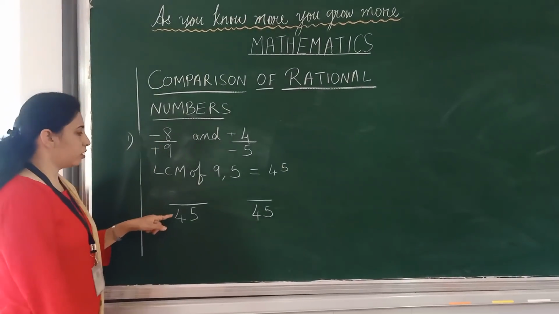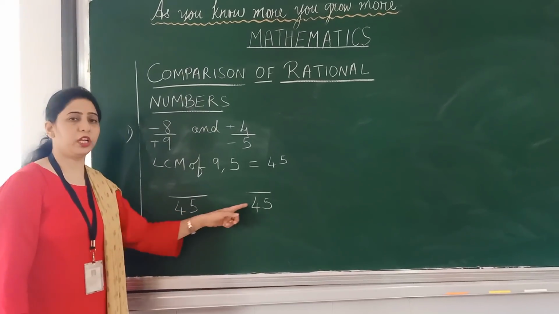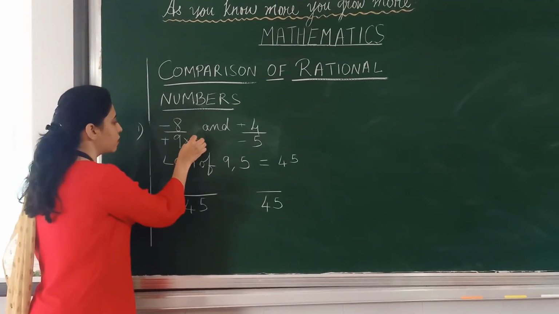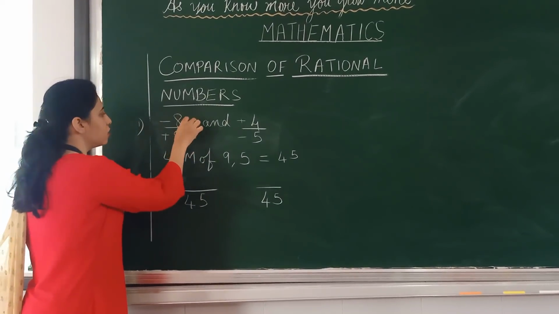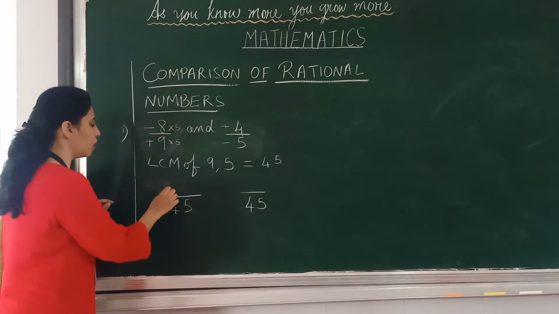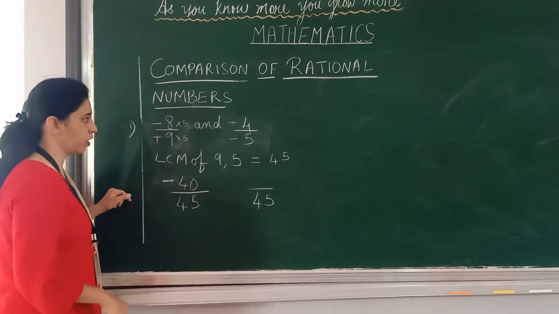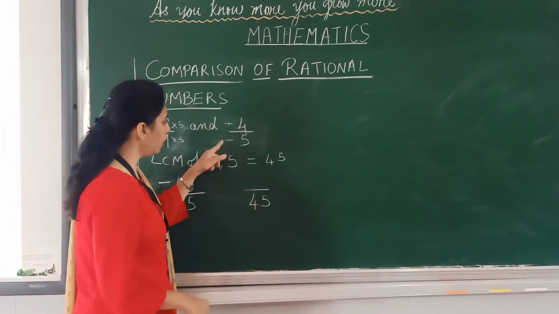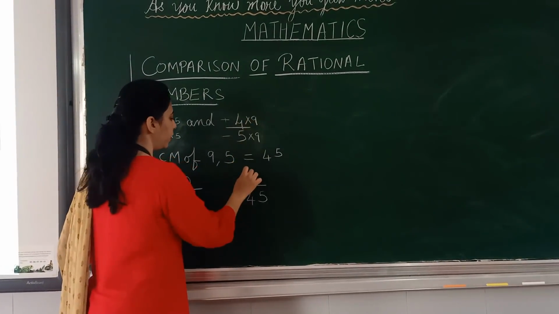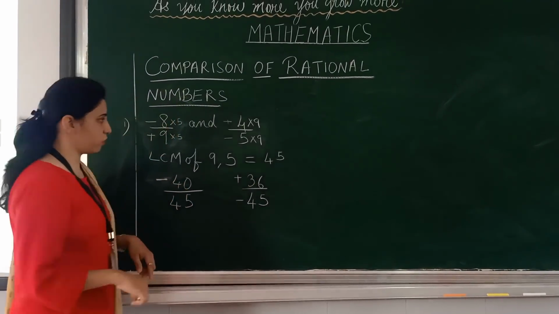Now how to make the denominators equal? You have got 45 as the denominator, so the denominators in both cases are equal. How are you going to find the numerator? 9 5s are 45, that you already have, so multiply 5 in the numerator also. 8 5s are 40, and the minus sign will come as it is. Then here, 5 9s are 45, and 4 into 9 will be 36. That is plus 36, and here it will become minus 45.